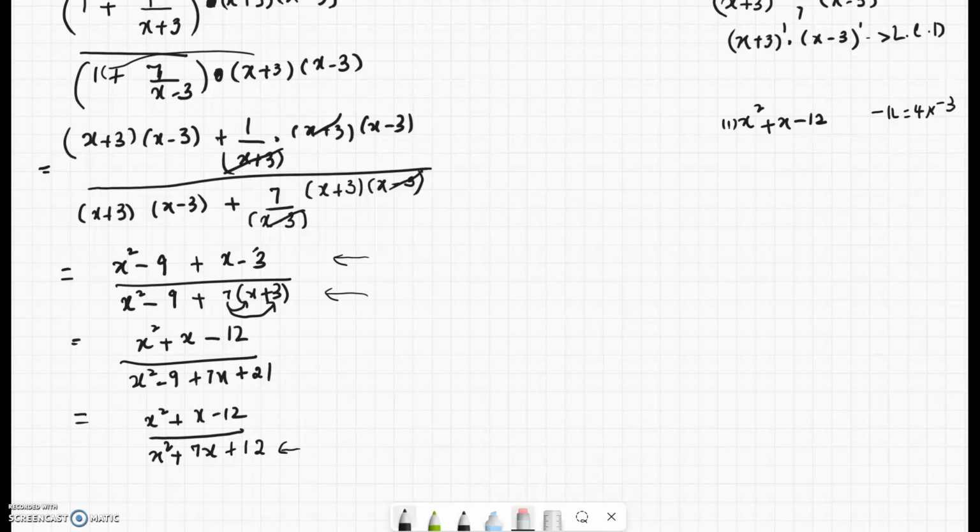So let's write this down. So it's x squared plus 4x minus 3x minus 12. 4 times negative 3 is negative 12. 4 plus negative 3 is positive 1, which is the coefficient of x. And that's how we get 4x minus 3x is x.